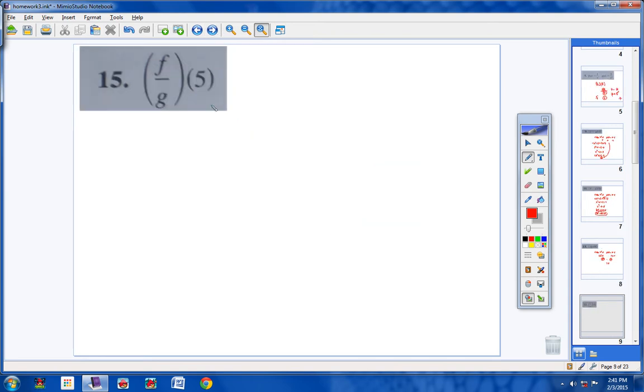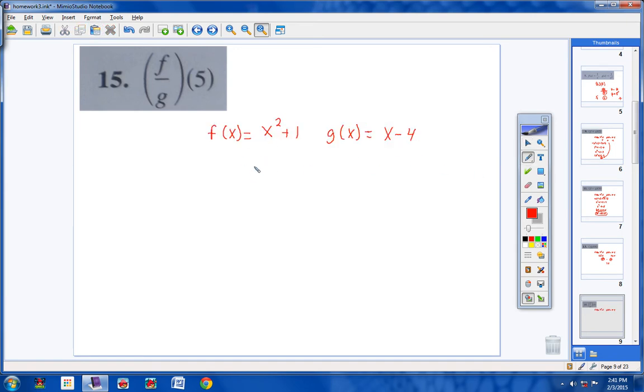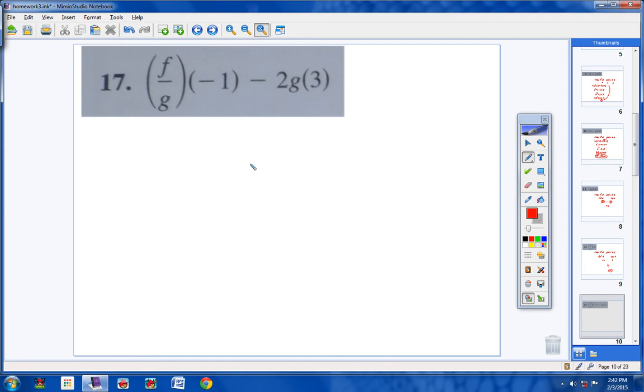Alright, number 15, I'm going to put a 5 in first, okay? So, for my x right here, I'm going to put a 5. And for x over here, I'm going to put a 5. Now, 5 squared is 25 plus 1 is 26. 5 minus 4 is 1. So we take 26 and we divide it by 1. And if you do that correctly, you will get 26. Okay, 26.